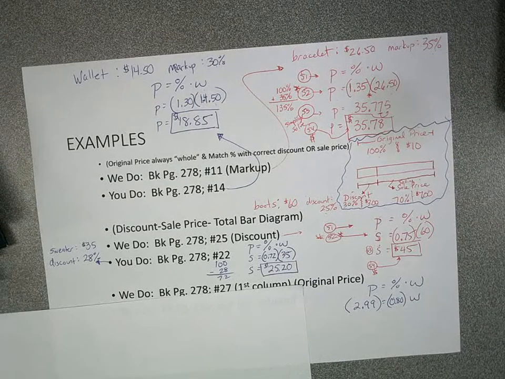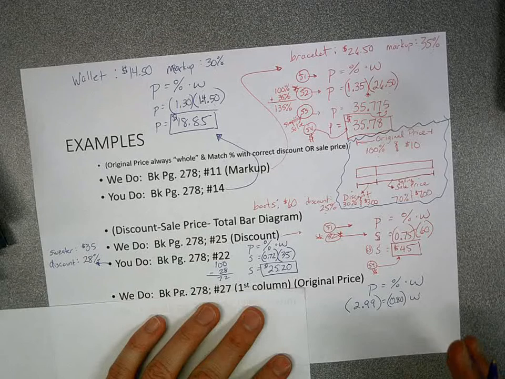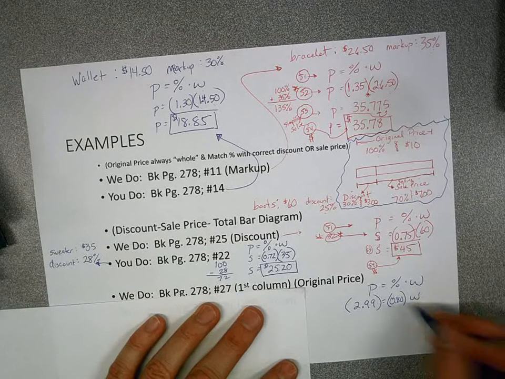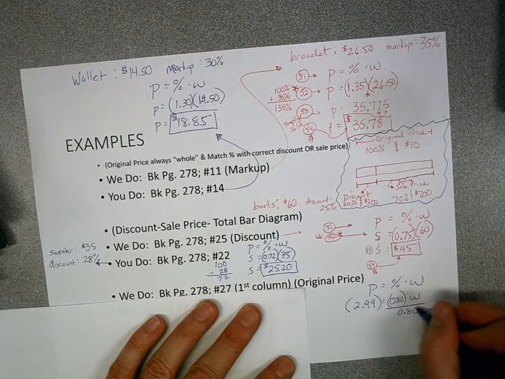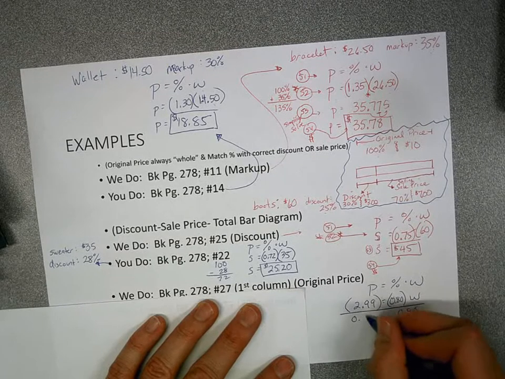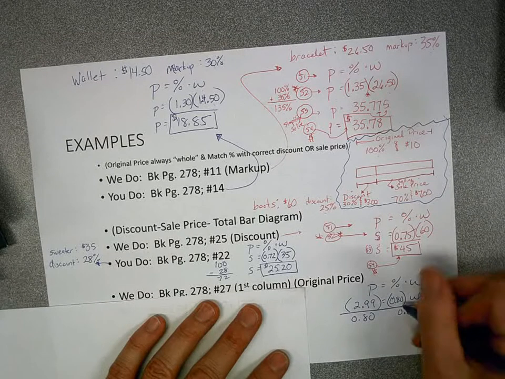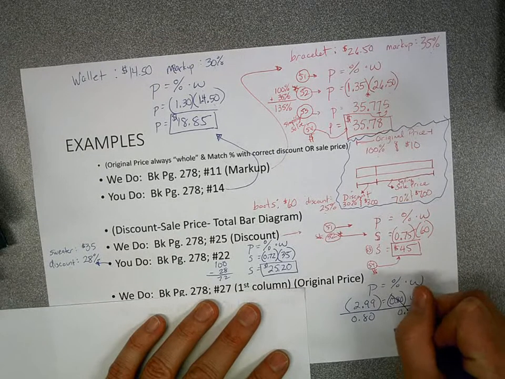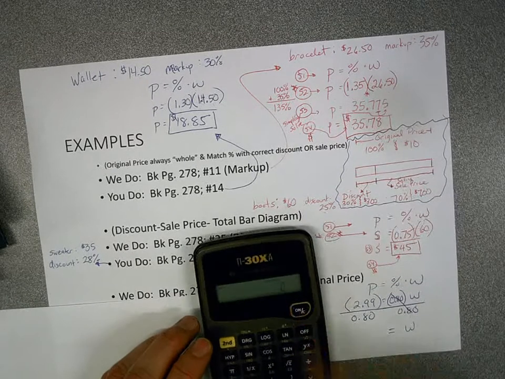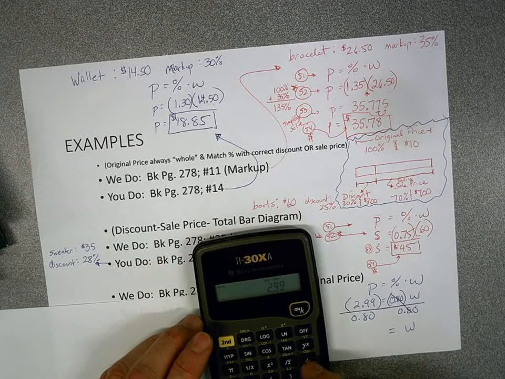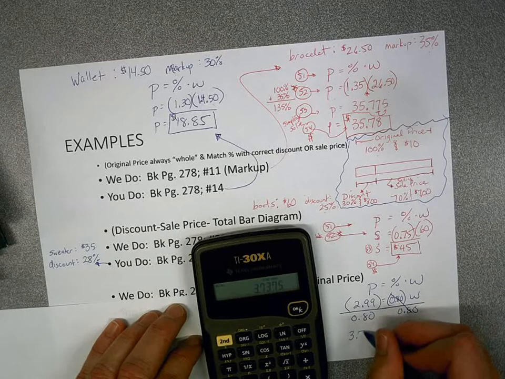Now this one isn't simplifying, right? It's solving. It's just an equation, W multiplied by 0.80. To get W by itself, I'm going to divide by 0.80 on both sides. Do the same thing on both sides of the equal sign. So those cancel, and we end up with the whole, meaning the original price. Let's plug this in. 2.99 divided by 0.80 equals, and here's what I get: 3.7375.